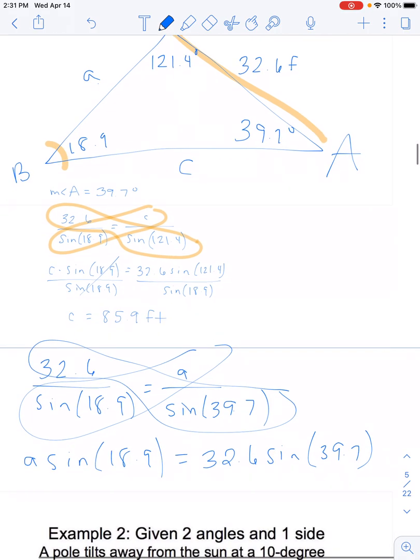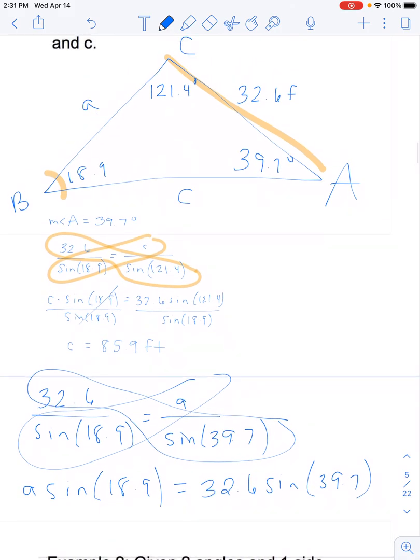I'm recording my video at school. Okay, so I found that side c is 85.9 by setting the cross products equal and then dividing. I'm doing the same thing here. So I'm going to multiply 32.6 times the sine of 39.7. Also make sure your calculator is in degrees. And then dividing it by sine of 18.9, I got a equals 64.29 feet.